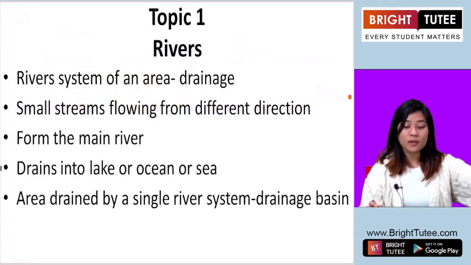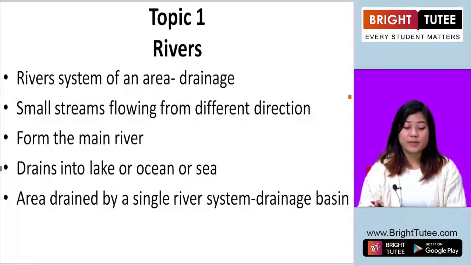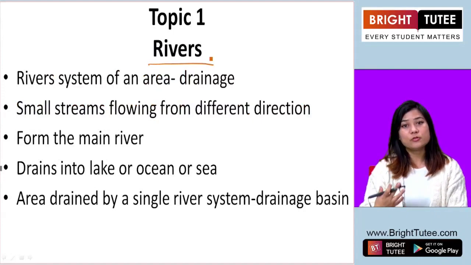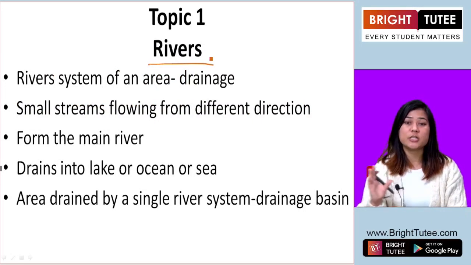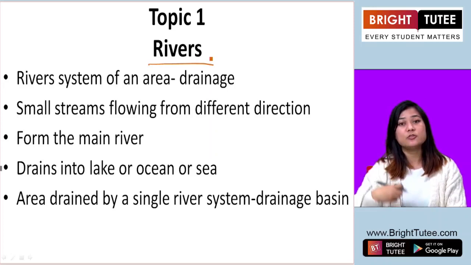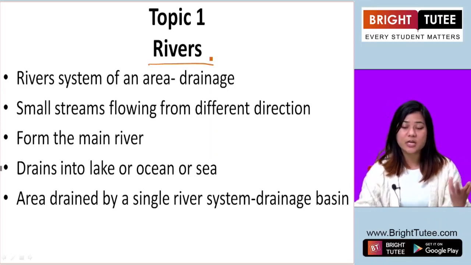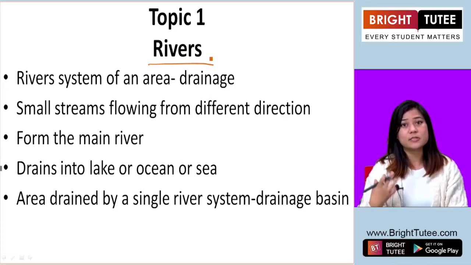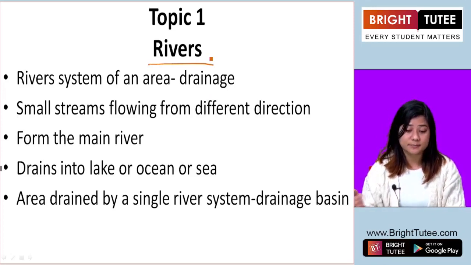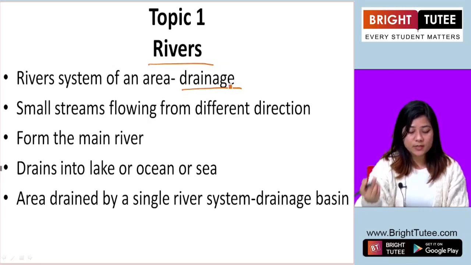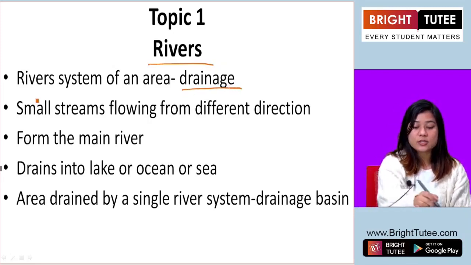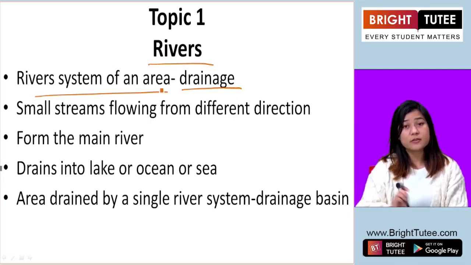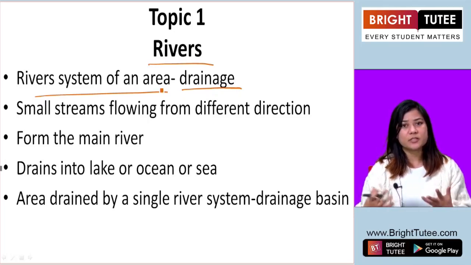Alright, let's move on to the first topic. Now in this first topic we will look at the rivers. When we learned what the term drainage means, it immediately took us to rivers, right? Drainage includes rivers, the river system. So now let us look at the river systems. Drainage, as we by now know, is the area covered by the river system. When we say river system, don't get confused.